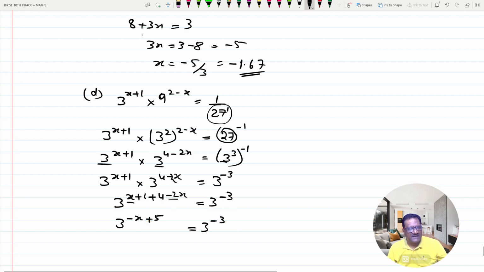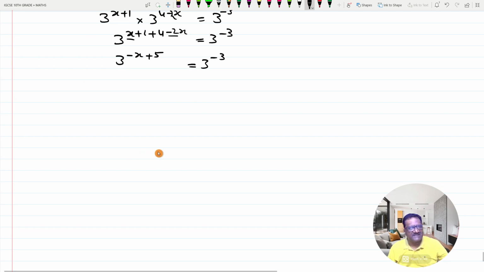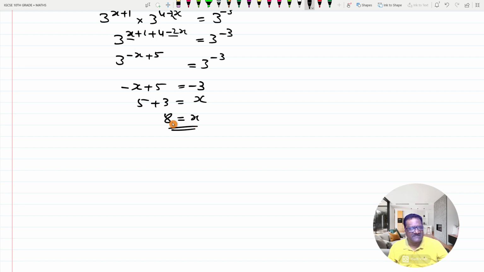Now I come to a stage where the two bases are same. So I can equate the powers as minus x plus 5 equal to minus 3. Now if I take this minus x over here, it will become plus x. And if I take this minus 3 over here, it will become plus 3. So I get x equal to 8. This is the answer for the D sub question.